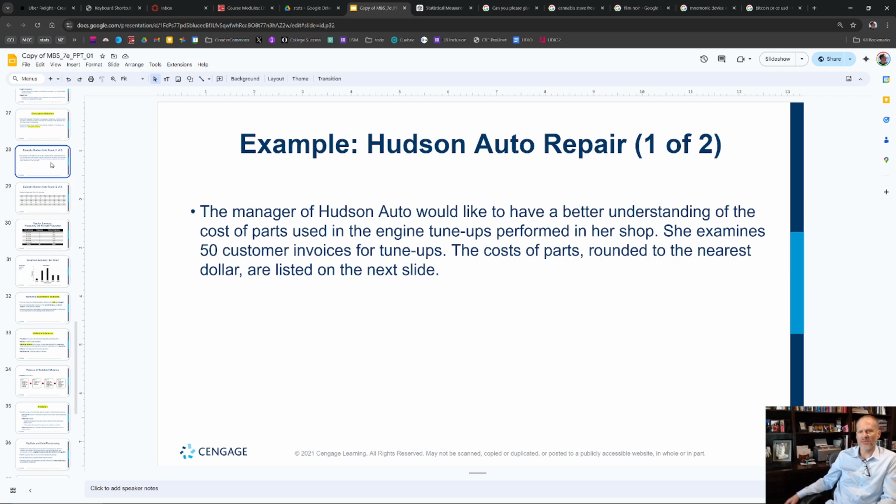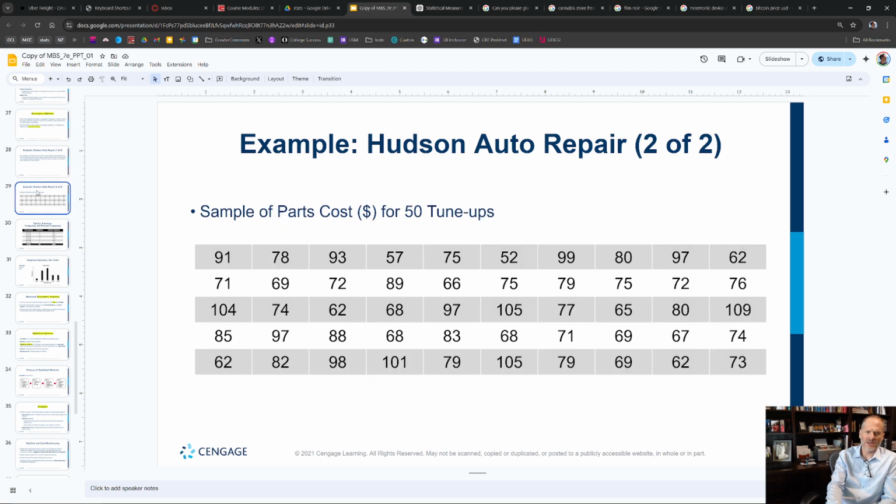So here's an example. The manager of Hudson Auto would like to have a better understanding of the cost of parts used in the engine tune-ups performed in her shop. She examines 50 customer invoices for tune-ups. The cost of parts, rounded to the nearest dollar, are listed in the next slide. So here's the cost of parts for 50 tune-ups.